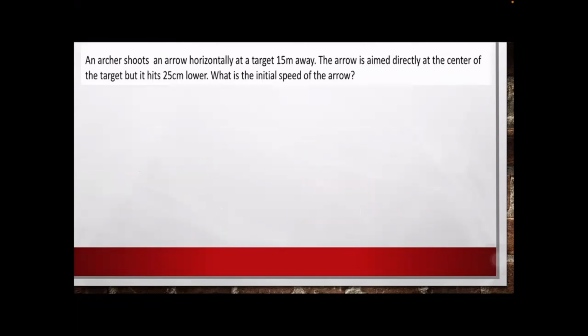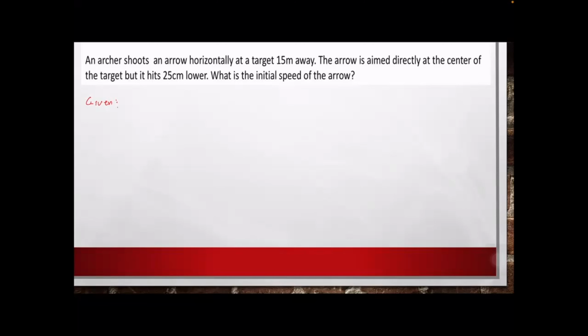Next, number 2. Example number 2. An archer shoots an arrow horizontally at a target 15 meters away. The arrow is aimed directly at the center of the target, but it hits 25 centimeters lower. What is the initial speed of the arrow? So the given that we will have here is the dx.